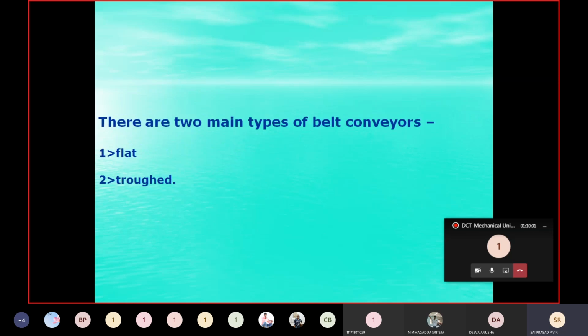There are 2 main types of belt conveyor. The first one is the flat, and the second one is the troughed one. The flat one is an ordinary one where there will be a plane surface on the belt. But in a troughed one, a trough-like element will be inserted in the belt so that we can hold more material, and the material will not be spilled as it moves away from the driver pulley. To take care of that, we have the concept of trough. From there we got the troughed method.